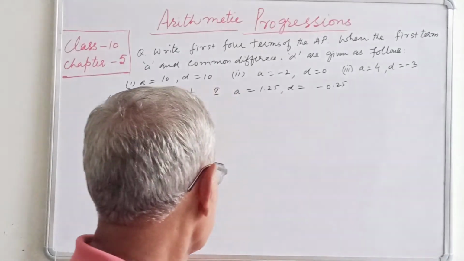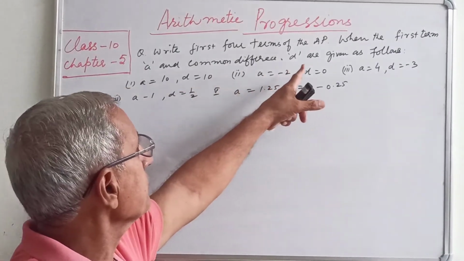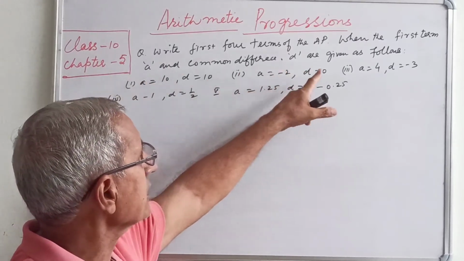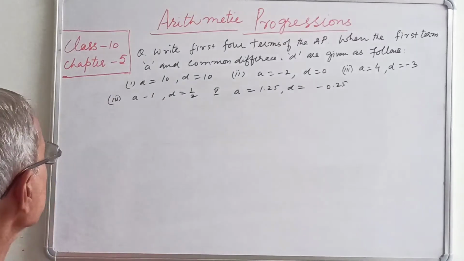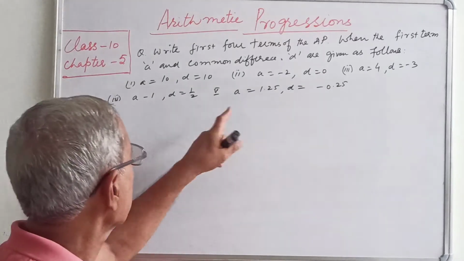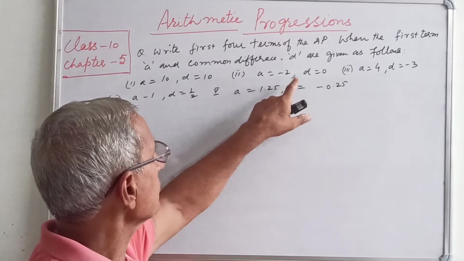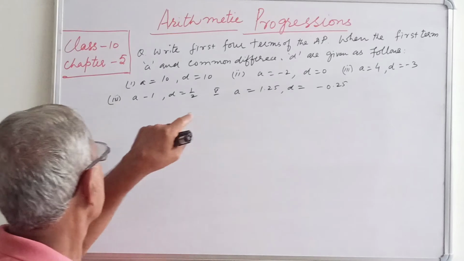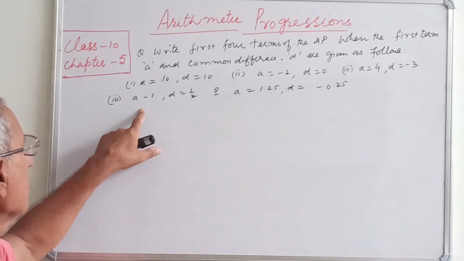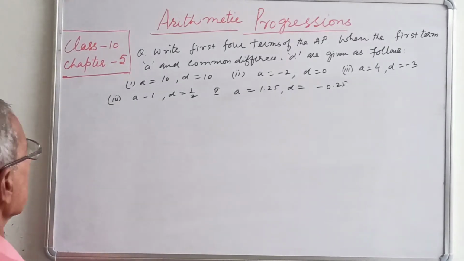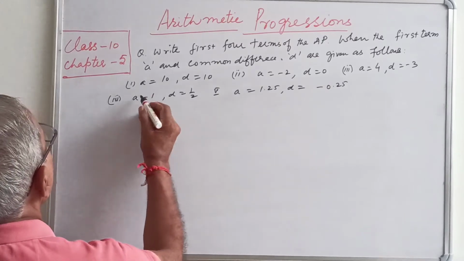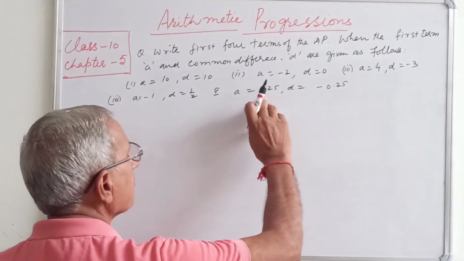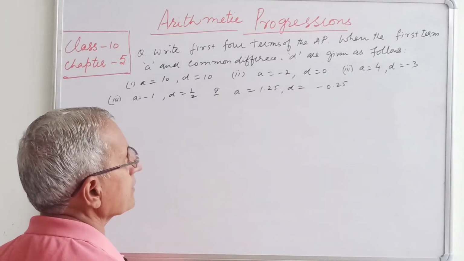The next question is, write the first 4 terms of the AP when the first term, that is A, and the common difference D are given as follows. First part, A is equal to 10, D is equal to 10. Second part, A is equal to minus 2, D is equal to 0. Third part, A is equal to 4, D is equal to minus 3. Fourth part, A is equal to minus 1, D is equal to 1/2. Fifth part, A is equal to 1.25 and D is equal to minus 0.25.